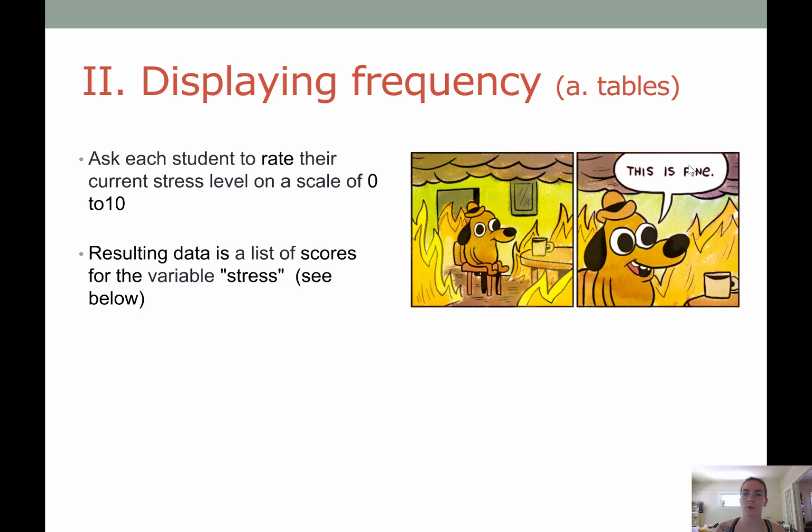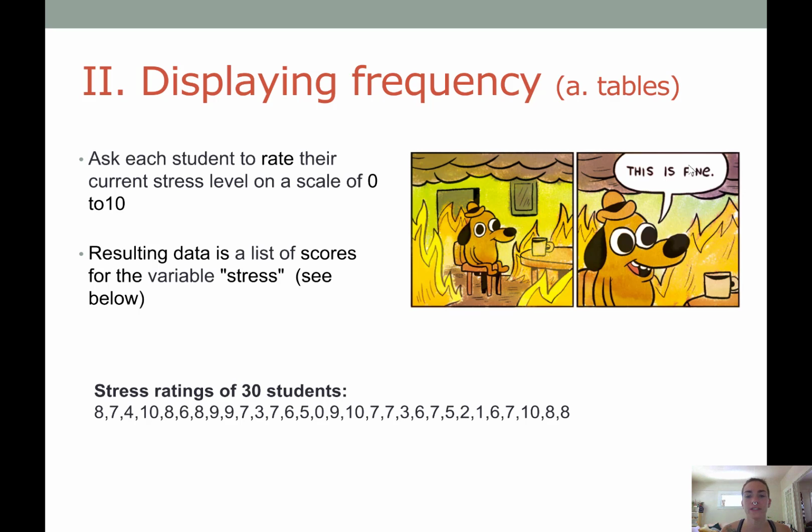So let's start with frequency tables. If we consider an example to work through, we could ask each of 10 students to rate their current level of stress on a scale of 0 to 10. This would result in a list of scores, one for each participant, reflecting their current stress level. A score of 0 is no stress, absolutely none, and a score of 10 is I'm super, super stressed out. And I'm sorry, we have 30 students, so we have a list of 30 scores.